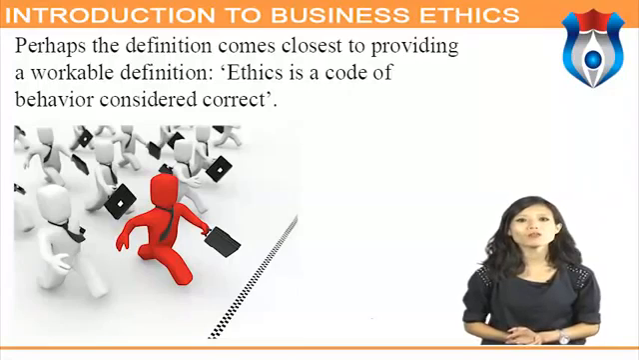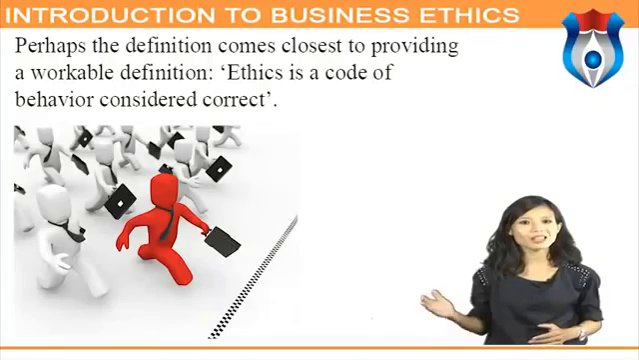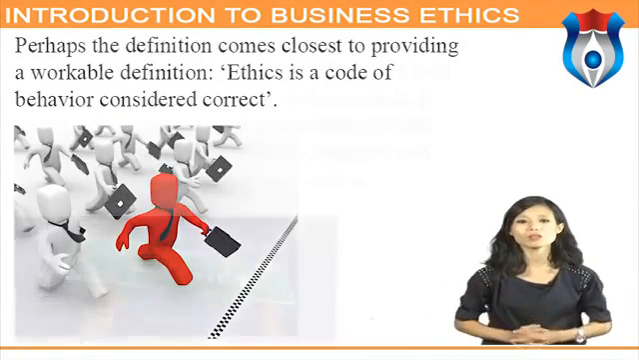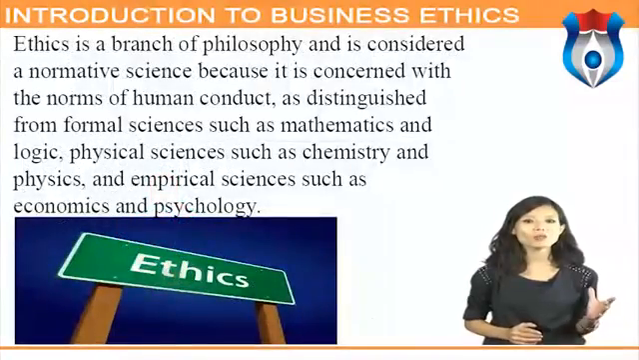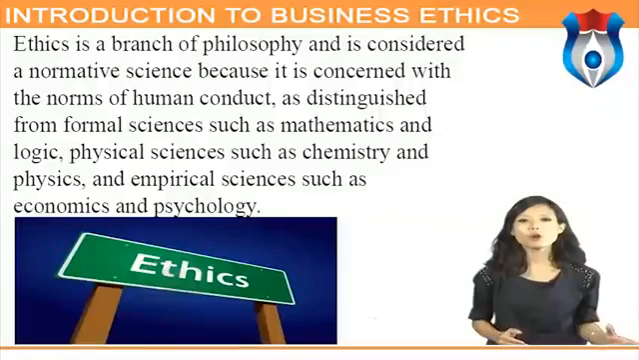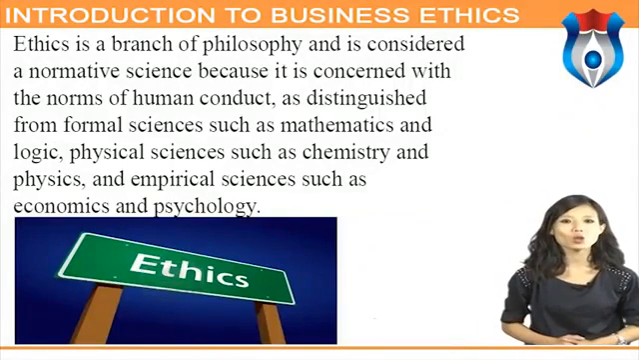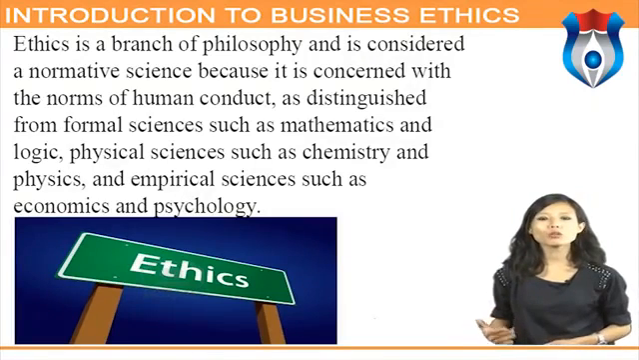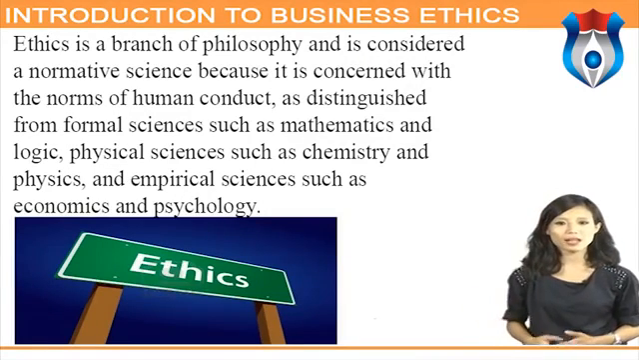Business ethics itself is an offshoot of applied ethics. The study of business ethics essentially deals with understanding what is right and morally good in business. Ethics is a branch of philosophy and is considered a normative science because it is concerned with the norms of human conduct, as distinguished from formal sciences such as mathematics and logic, physical sciences such as chemistry and physics, and empirical sciences such as economics and psychology.